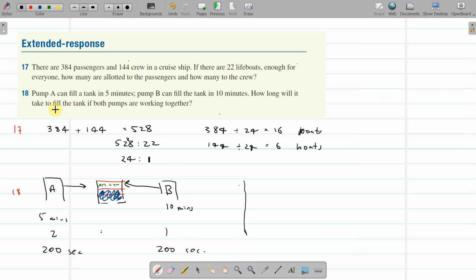So how long will it take to fill the tank if both pumps are working together? 200 seconds. Or what's that, 3 minutes and 20. Going by that, A is pumping twice as fast as that one. So the ratio is 2 to 1. And so the total of all the parts is 3. 2 for pump A and 1 for pump B.